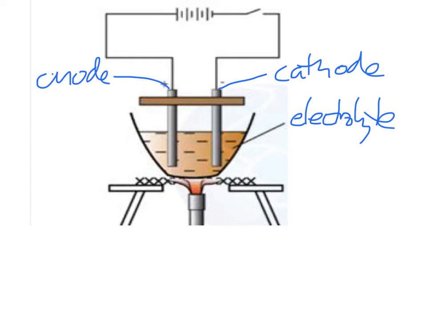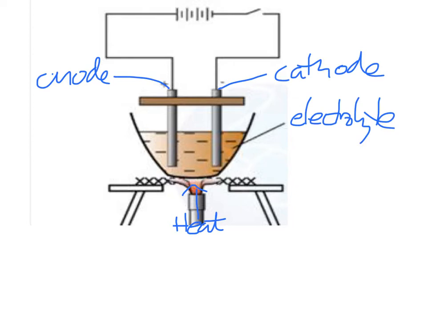Now, these electrodes are usually made of graphite, because graphite is very good, it conducts electricity, but it doesn't react usually with the electrolyte. Now, in this case, you can see that our electrolyte is being heated above a Bunsen burner. And that's because the electrolyte needs to be molten so the ions can flow and help electricity to be conducted through the electrolyte.